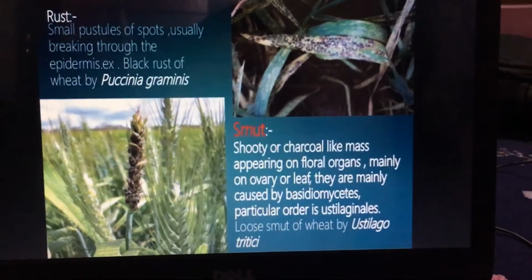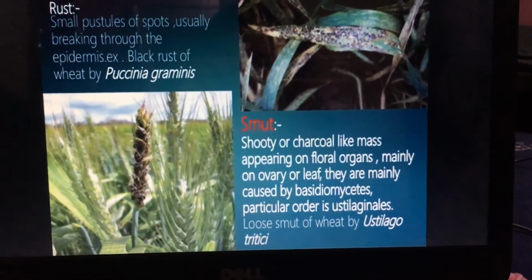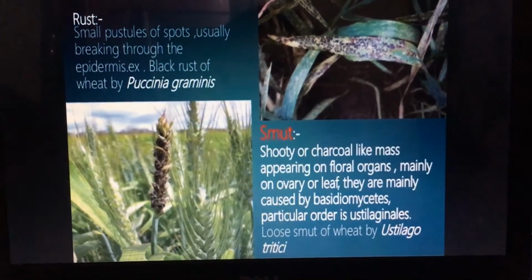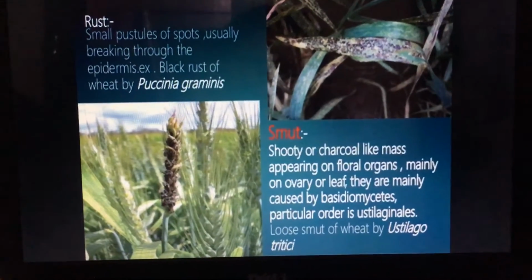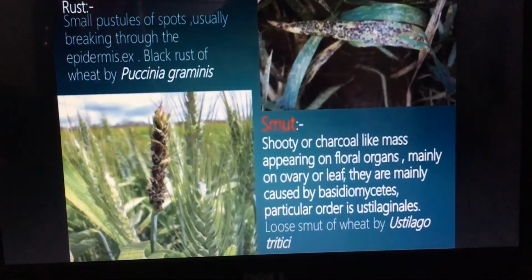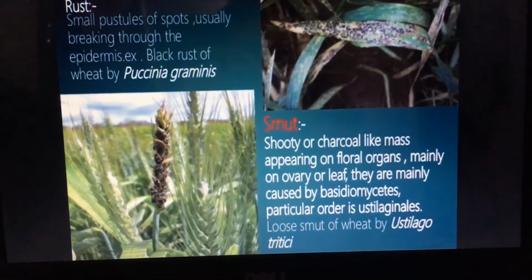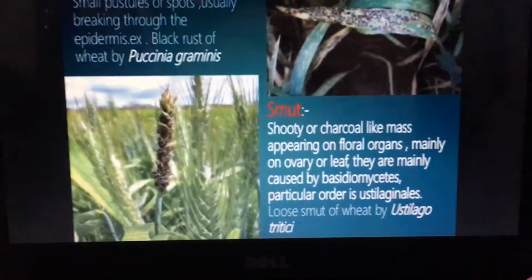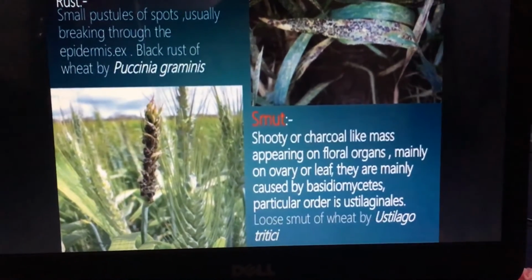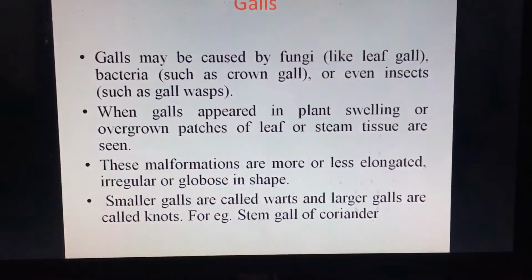And smut is a sooty or charcoal-like mass appearing on floral organs, mainly on the ovary or leaf, and it is mainly caused by the basidiomycetes. The particular order is Ustilaginales, and this is the loose smut of wheat by Ustilago tritici.